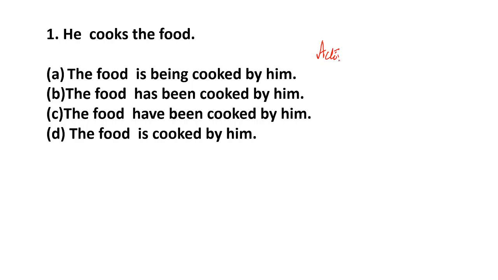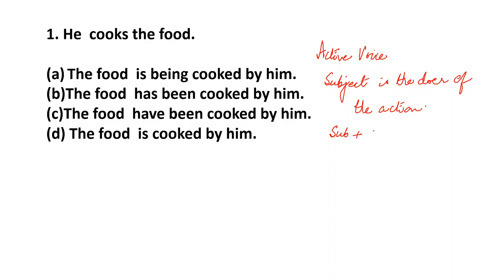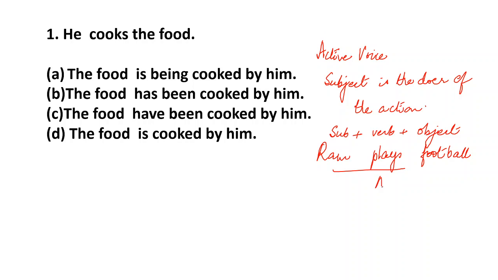Here, for active voice, you must remember that the subject is the doer of the action, means it does the action. In a sentence, what do we have? Subject plus verb plus object. Take the sentence: Ram is the subject, plays is the verb and football is the object. Ram plays football. Here this is in active voice, because the subject is doing the action.